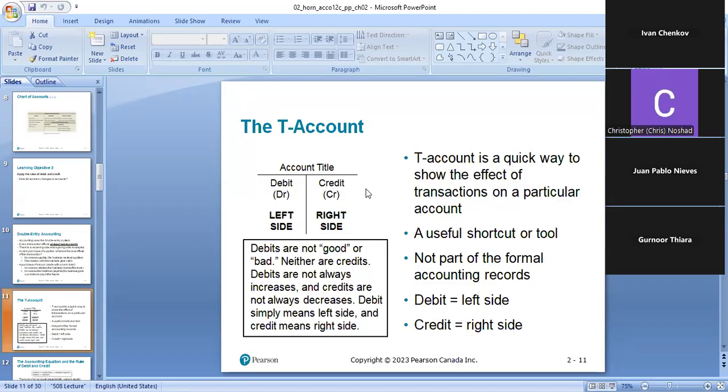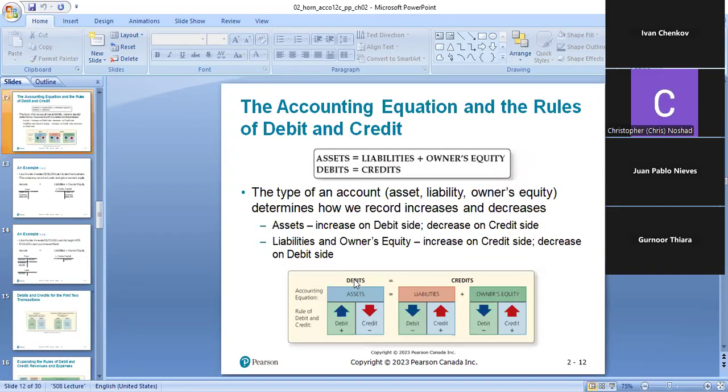So now let's go to the T accounts again. The T account on the left side is always going to be debit. On the right side, always going to be credit. It's nothing like good and bad, it's just debit and credit. That will be the quick effect of the transaction in a particular account. And again, debit is on the left side, credit on the right side. From the accounting equation, assets equal liability plus owner's equity. When you draw the T account, you're going to see debit on the left side, credit on the right side.